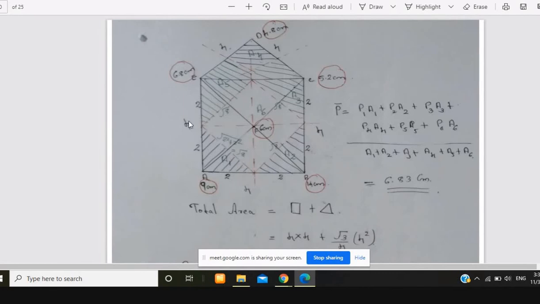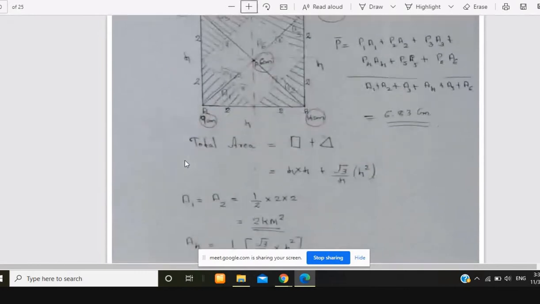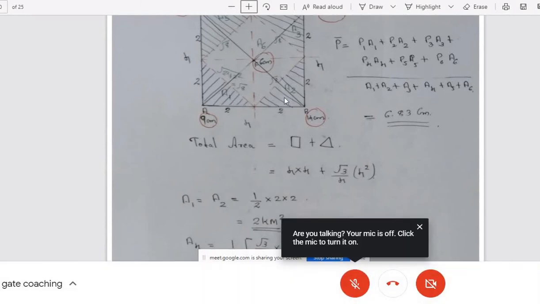So here you are given that the side is 4 kilometer. So you can split it to 2 plus 2, as this one is a square and a perpendicular bisector is drawn. Here the area for the section, as it is a right angle triangle, you can take it as half BH. So it will be half into 2 into 2, and the value will be 2 kilometer square. So A1 and A2 are the same. The area represented by both A1 and A2 is the same.